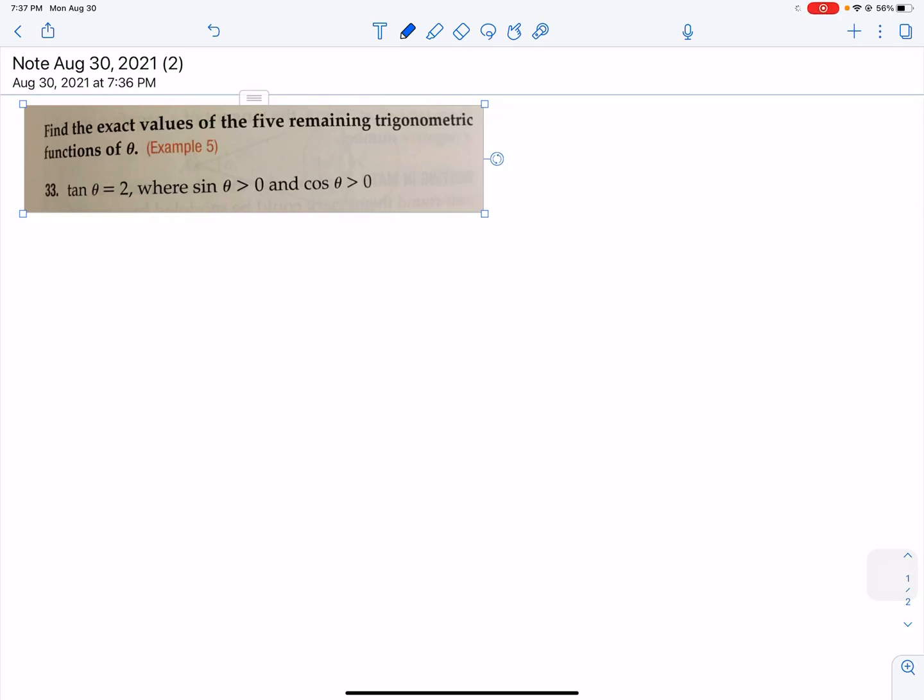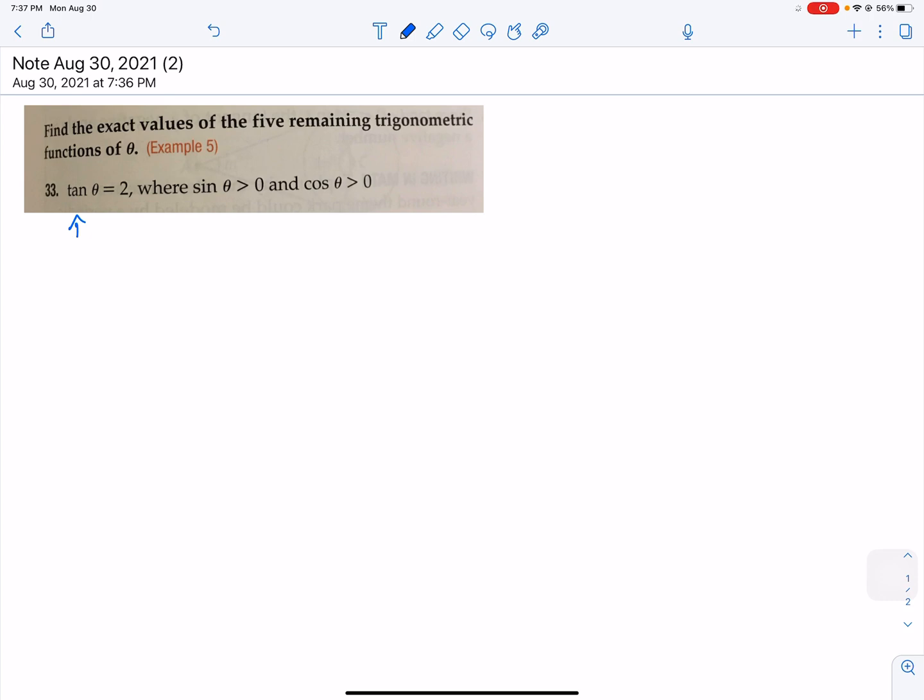Hi there, so I was asked to help solve this problem. It's problem number 33, one of the first ones in your homework. The question is to find the remaining trigonometric functions of theta: sine, cosine, tangent, secant, cosecant, cotangent. They gave us tangent to start, and to find the rest I need to have the triangle drawn out.